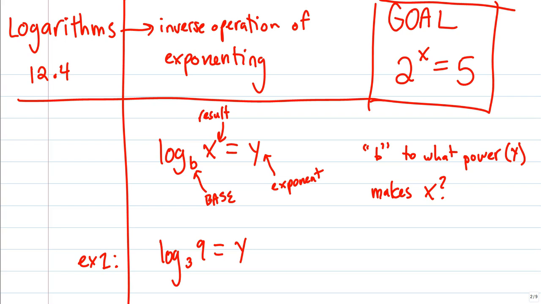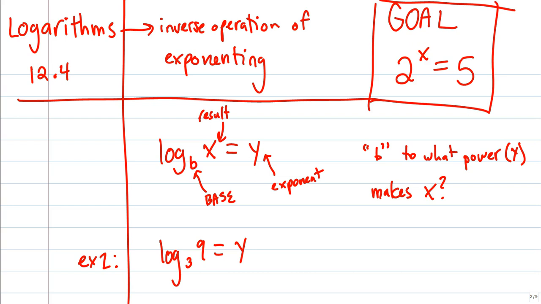It is the inverse operation of exponenting. I don't even know if that's the word, but x is the exponent, and we need to be able to undo it. Here's our goal. I've got 2 to the x equals 5. In the previous section, we're like, well, that's easy, just make them both the same base. So you tell me how you're going to make 2 and 5 the same base. They're both prime numbers, right? So we need something else to undo this x up here as an exponent, and that's what we're going to learn.